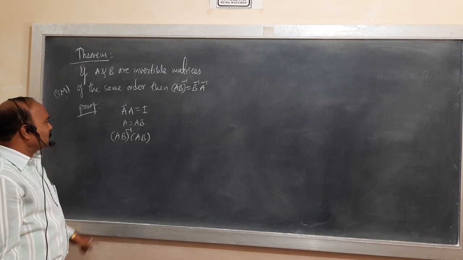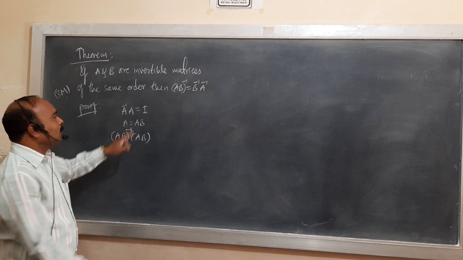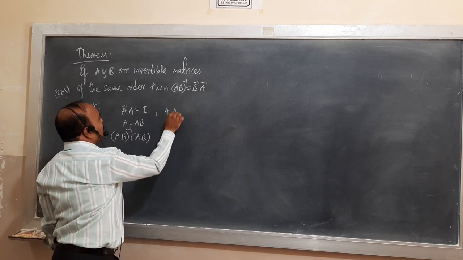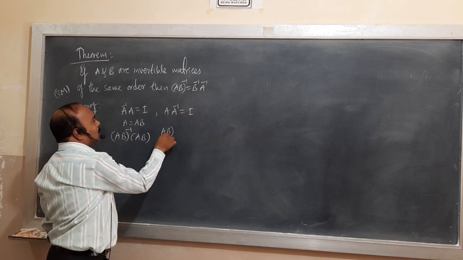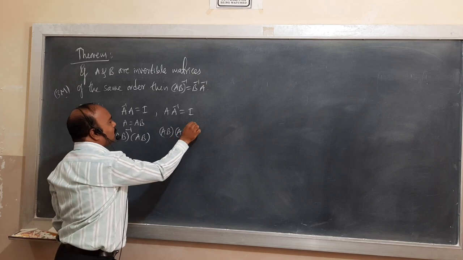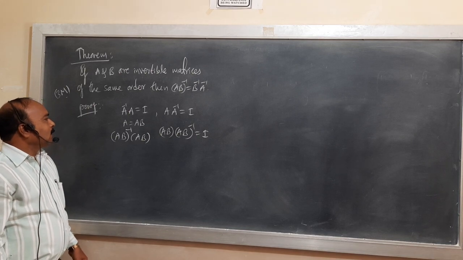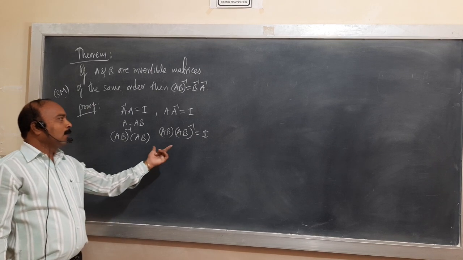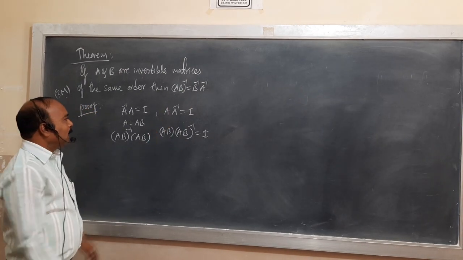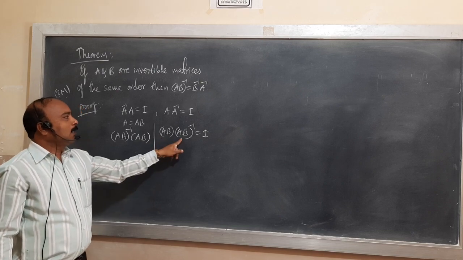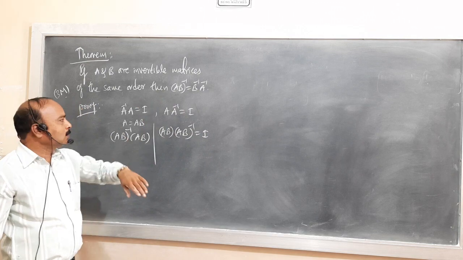Now we simplify this by using the property A inverse into A equal to I, or we may write A into A inverse is equal to I. If we substitute AB here, we get AB into (AB) inverse equal to I. Both are the same. Now we simplify this by using some elementary operations and we get the proof of the theorem. Now I will consider AB into (AB) inverse equal to I. It is by the definition of invertible matrices.